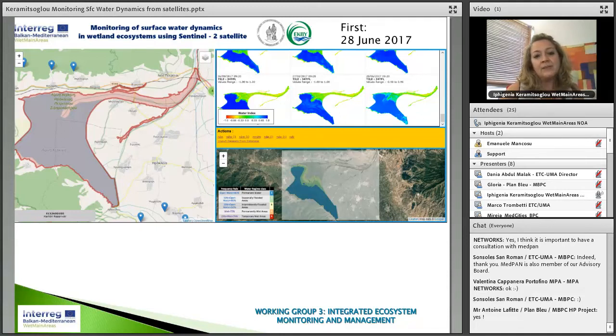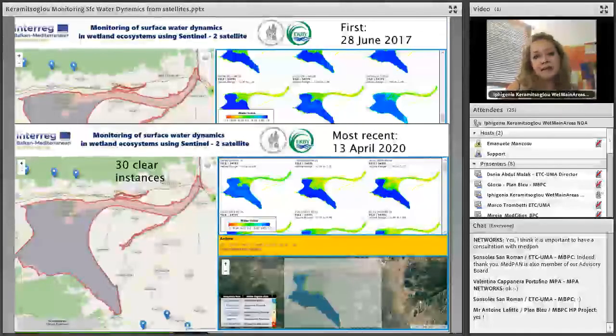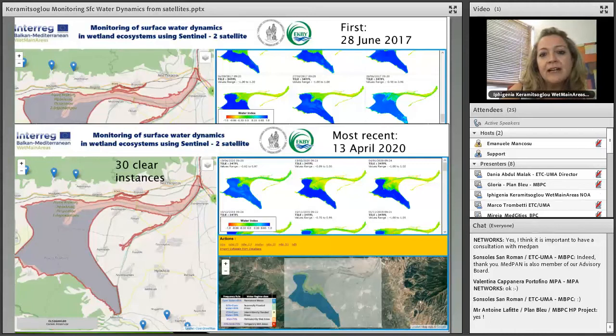So this is done for more than 8,500 wetland polygons in the five countries. In the initial image before, you could see the first image that was acquired with this system. That was for Kerkini. It was acquired at the end of June 2017, whereas the most recent, at least to be honest, this was the most recent when I created the slide. Now there will be more instances than this. It is the 13th of April, 2020.